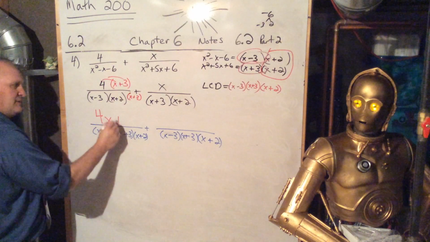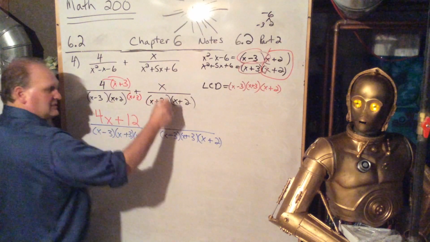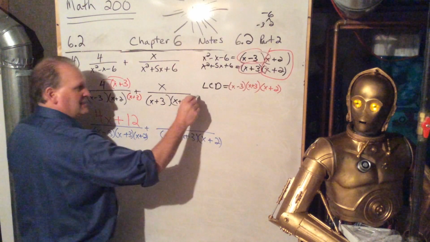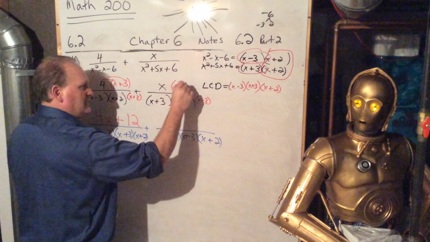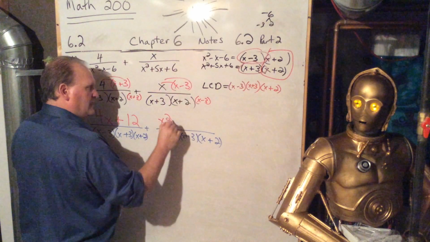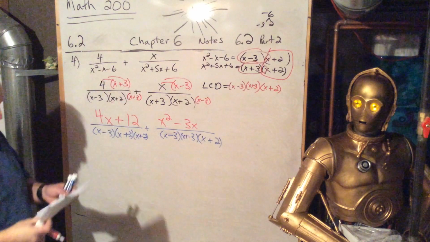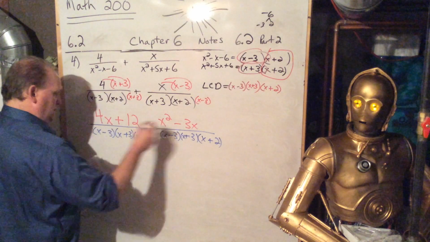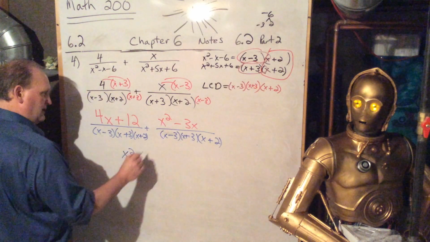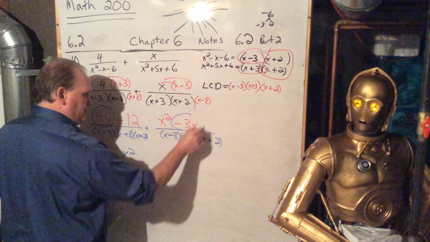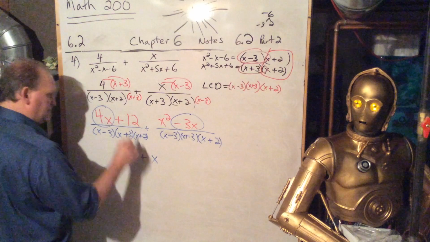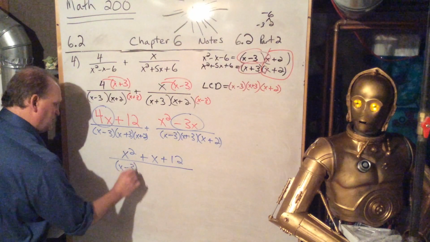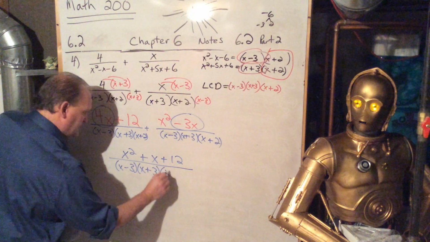So 4x plus 12 up there. This one, what's missing? We have x plus 3, we have x plus 2. We're missing x minus 3. X minus 3, that's x squared minus 3x. And now we're going to add up the like terms on the top. And I don't think that's going to work out to be factorable. X squared, we have plus 4x and minus 3x. So that's plus 1x plus 12 all over x minus 3, x plus 3, x plus 2.